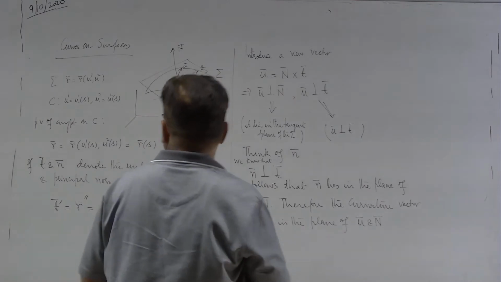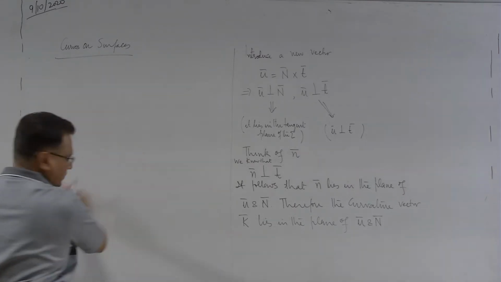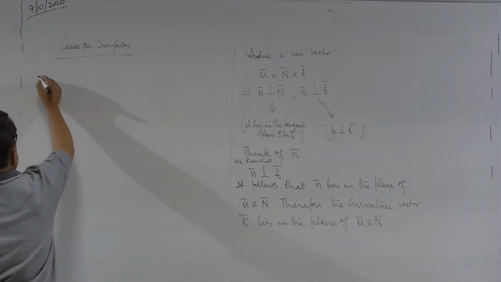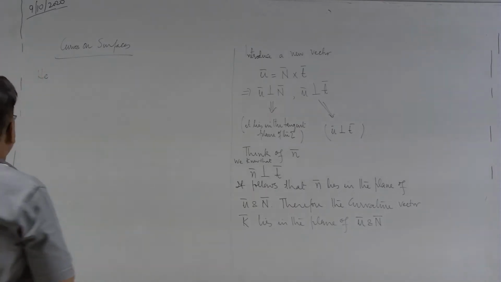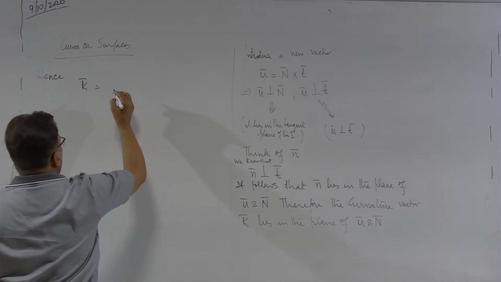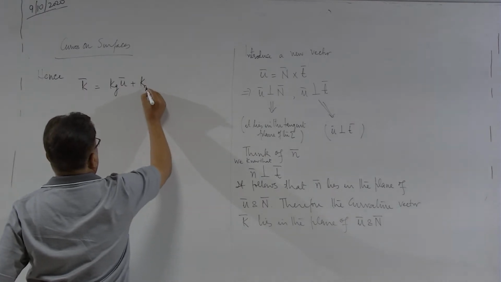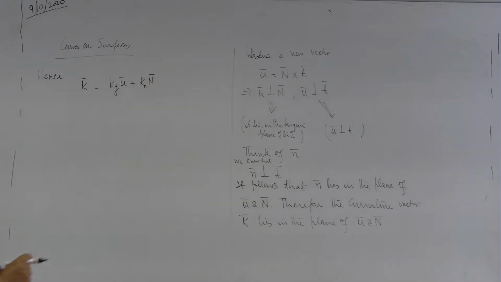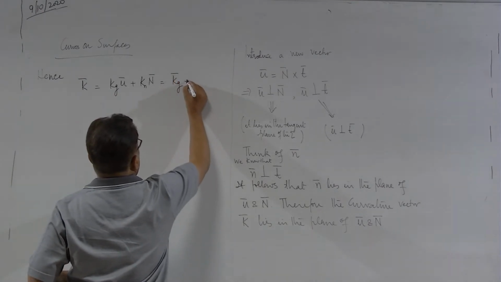And therefore, hence K can be written as a linear combination of U and N. In fact, I have decomposed K into two parts, one along U and the other along N, or also I can rewrite this as Kg bar plus Kn bar.